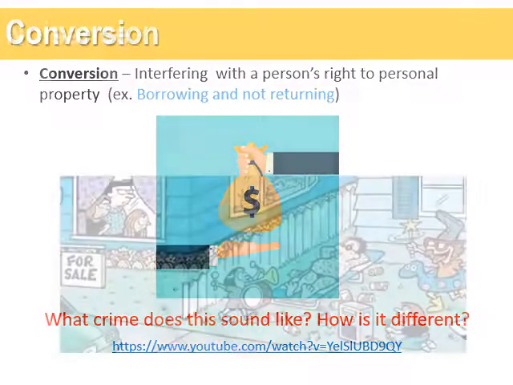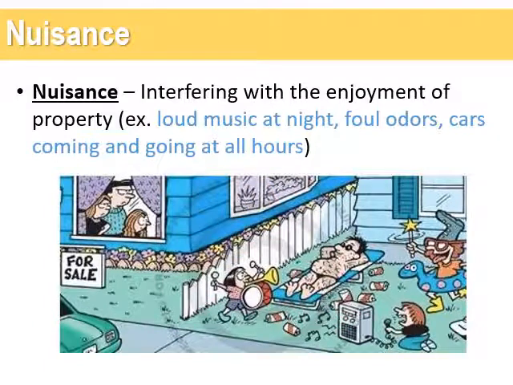Our third tort is nuisance. Nuisance is interfering with the enjoyment of property. Some examples: loud music at night. That's going to be disturbing to your neighbors, right? Your neighbors have bought a home, they've bought property, they have the right to enjoy their property, the peace and tranquility of it, without their neighbors playing very loud music into the late hours of the night. So that would be an example of nuisance.